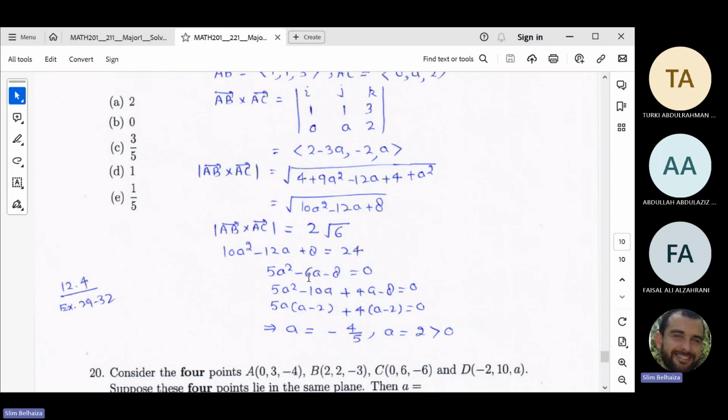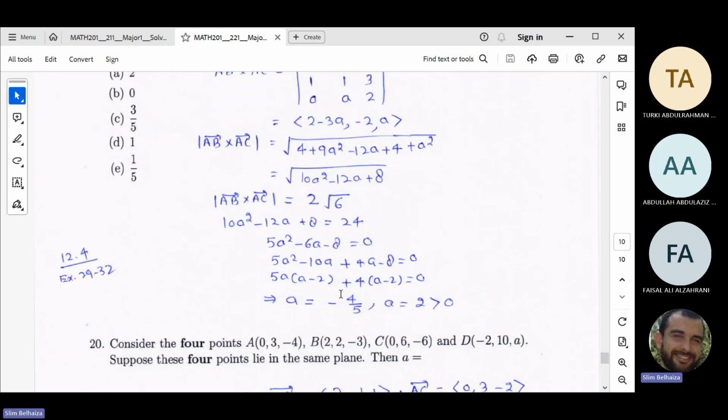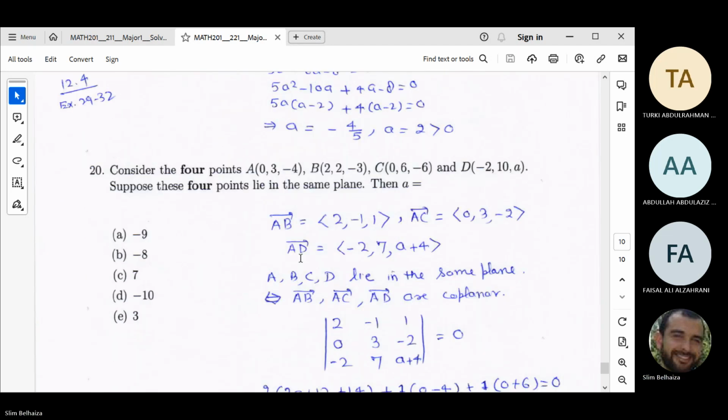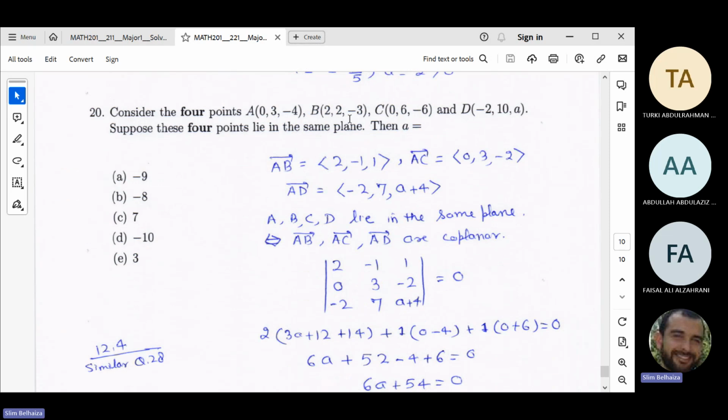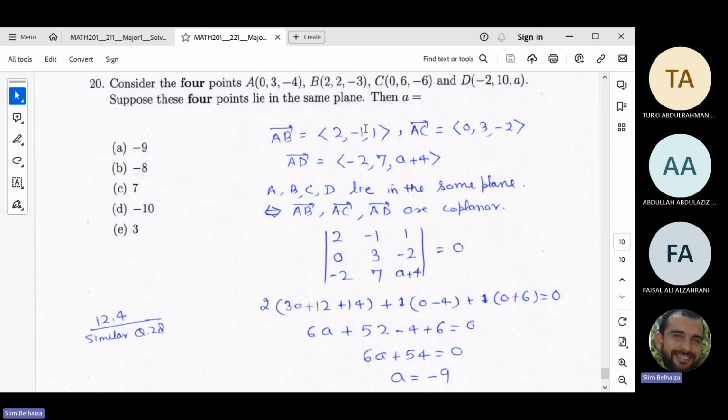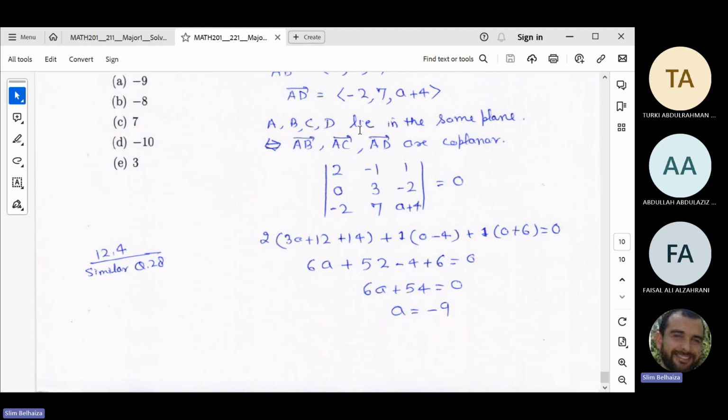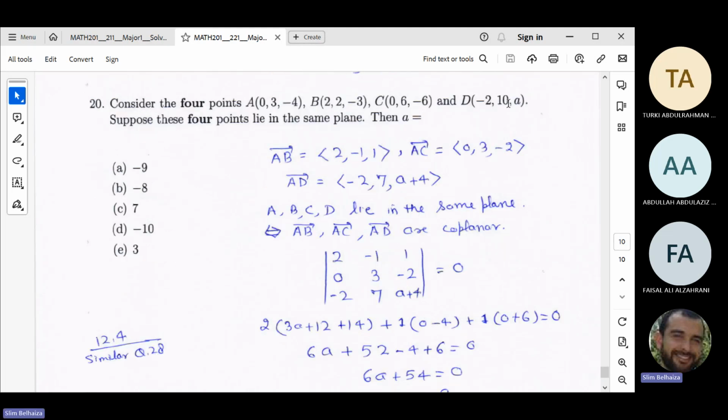So we have a second degree equation in A. One of the roots is negative, so you take the positive one, A equals 2. And here again is a question like the one we had in the quiz about coplanarity. You know the idea, we already visited the concept. Here we solve with respect to only one single parameter, which is A. Any questions, guys?